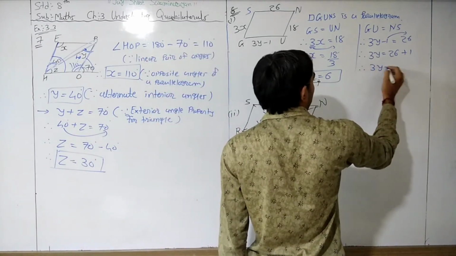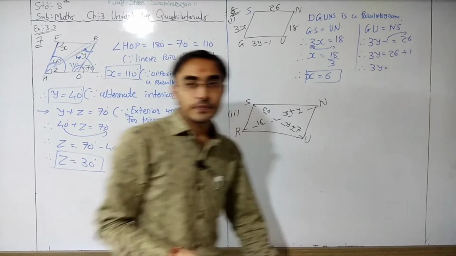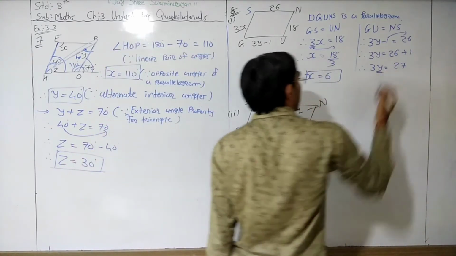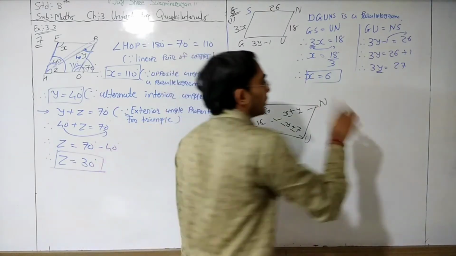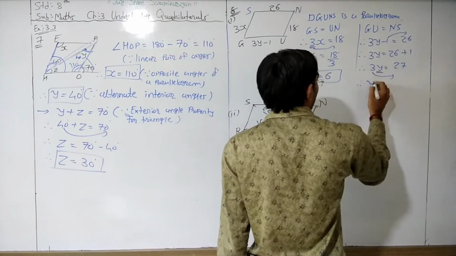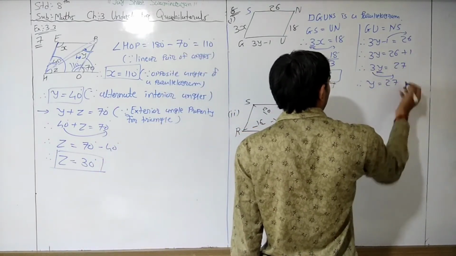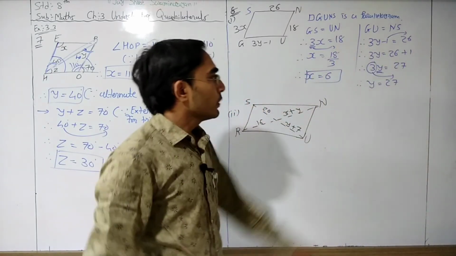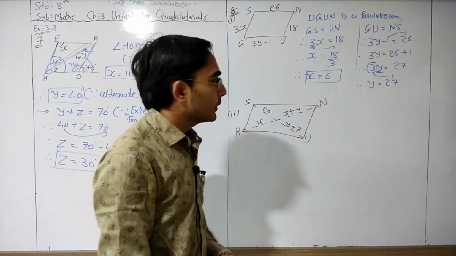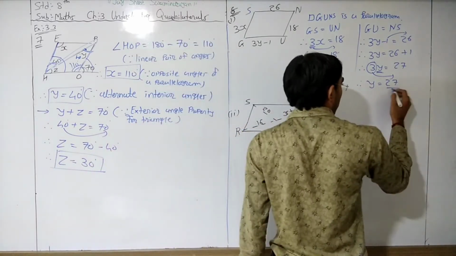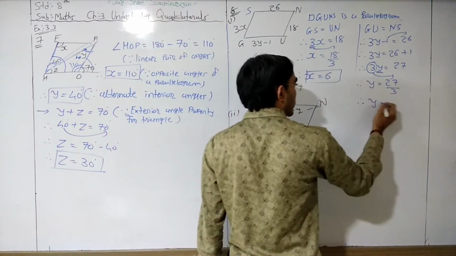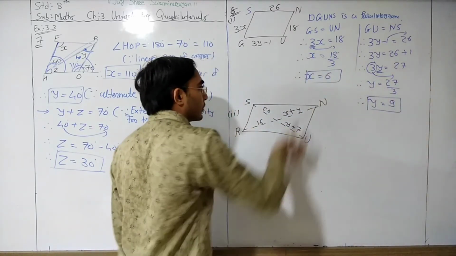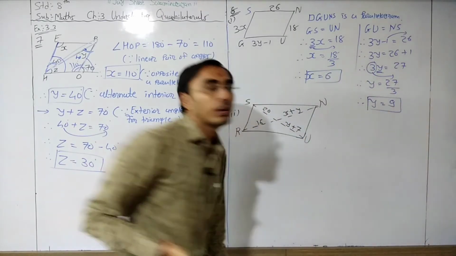Then 3y is equal to 26 plus 1, 26 plus 1 is 27. And for finding the value of y, transfer this 3 to the right hand side. So y is equal to 27. Right now 3 is in multiplication, so if we transfer it to the right hand side, it goes to the denominator. So y is equal to 27 by 3, which is 9. So these two are our answer: x is equal to 6 and y is equal to 9.